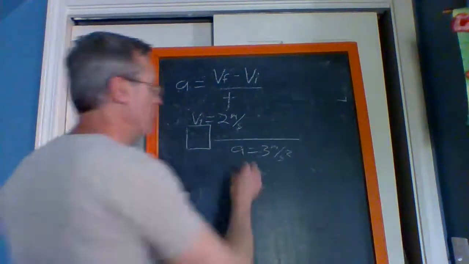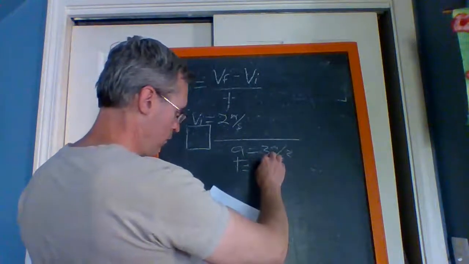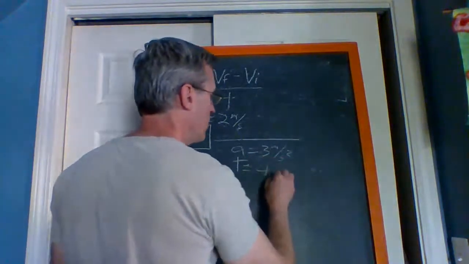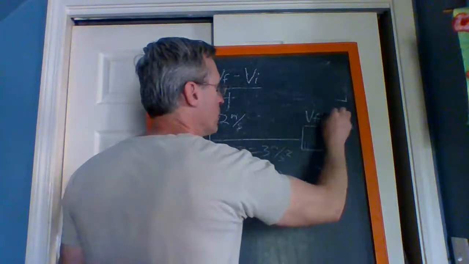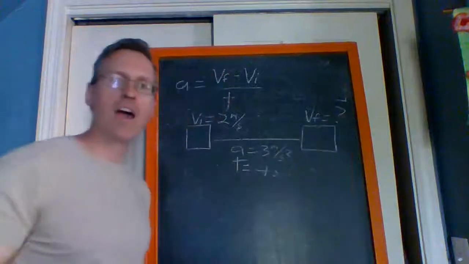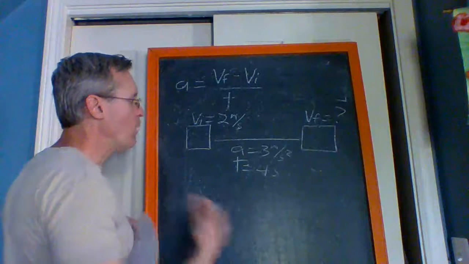So you're getting faster by 3 meters per second every second, okay? And you're going to speed up for 4 seconds. How fast are you going after 4 seconds? And notice how I worded that. How fast are you going after 4 seconds? Okay? Well, watch how I do this.